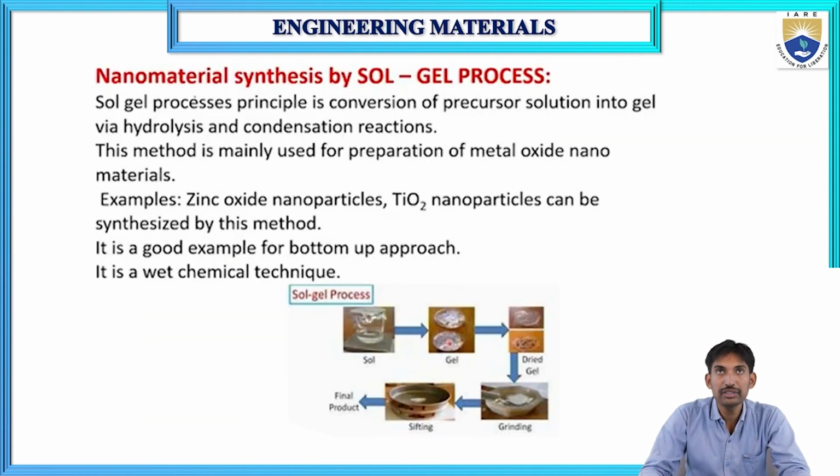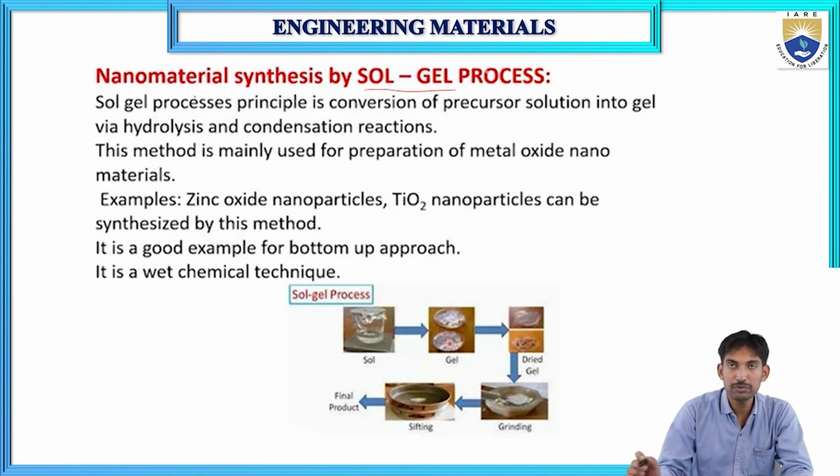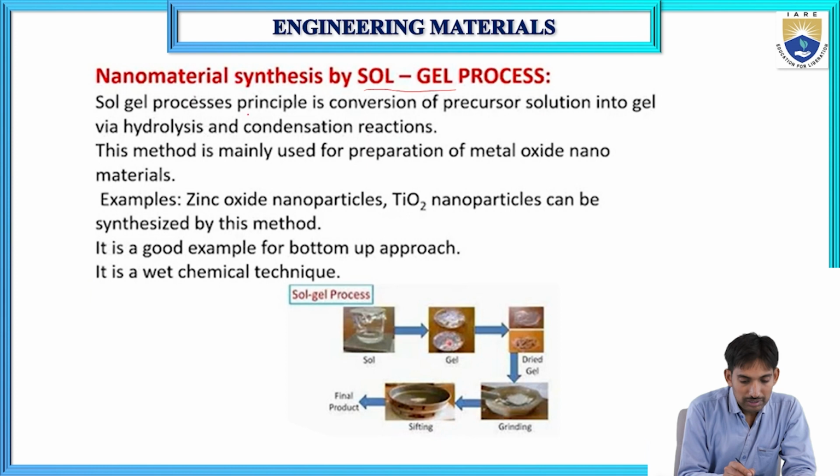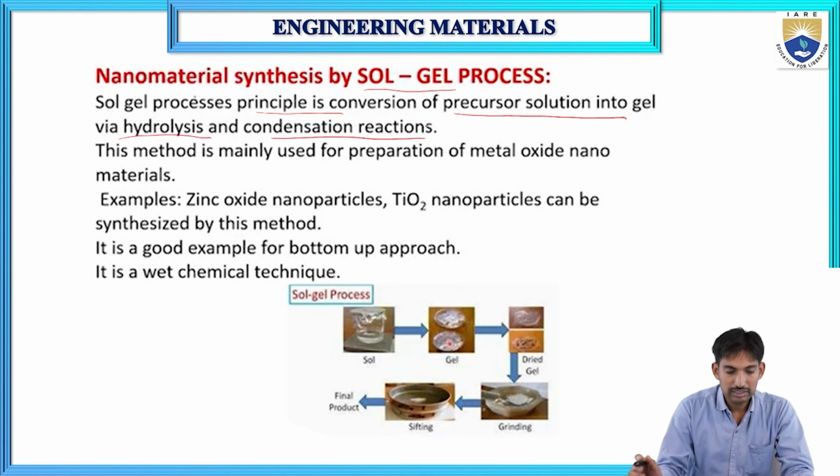See, nanomaterials synthesis by the Solgel process. The Solgel process is an example for the bottom-up approach, and you can synthesize nanomaterials by using the Solgel process. In this method, we will see how you can prepare nanoparticles. The Solgel process principle is conversion of precursor solution into gel via hydrolysis and condensation reactions.